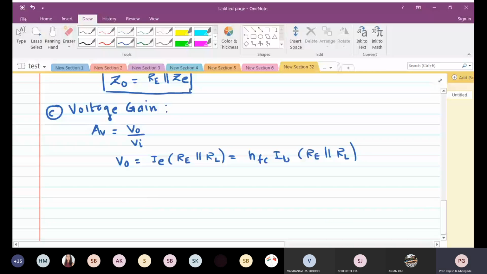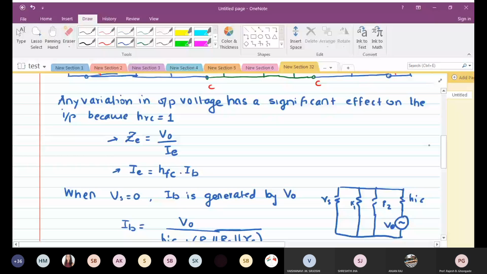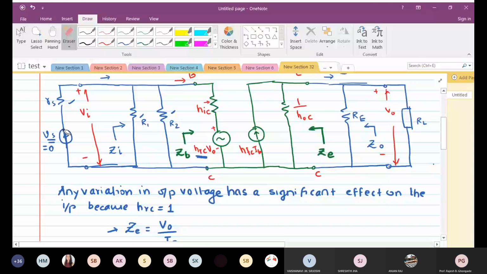But now we have to find out what is IB. Remember, for this derivation now, we are not assuming our Vs to be 0. So we have to again make sure it is not equal to 0. Whatever is the voltage appearing here, this is Vi here, and this is Vo here. So what is IB?